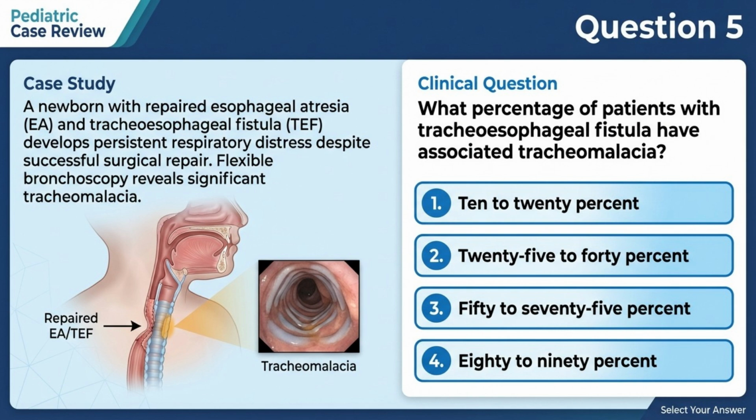Case number 5. A newborn with repaired esophageal atresia and tracheoesophageal fistula develops persistent respiratory distress despite successful repair. What percentage of patients with a tracheoesophageal fistula have associated tracheomalacia?